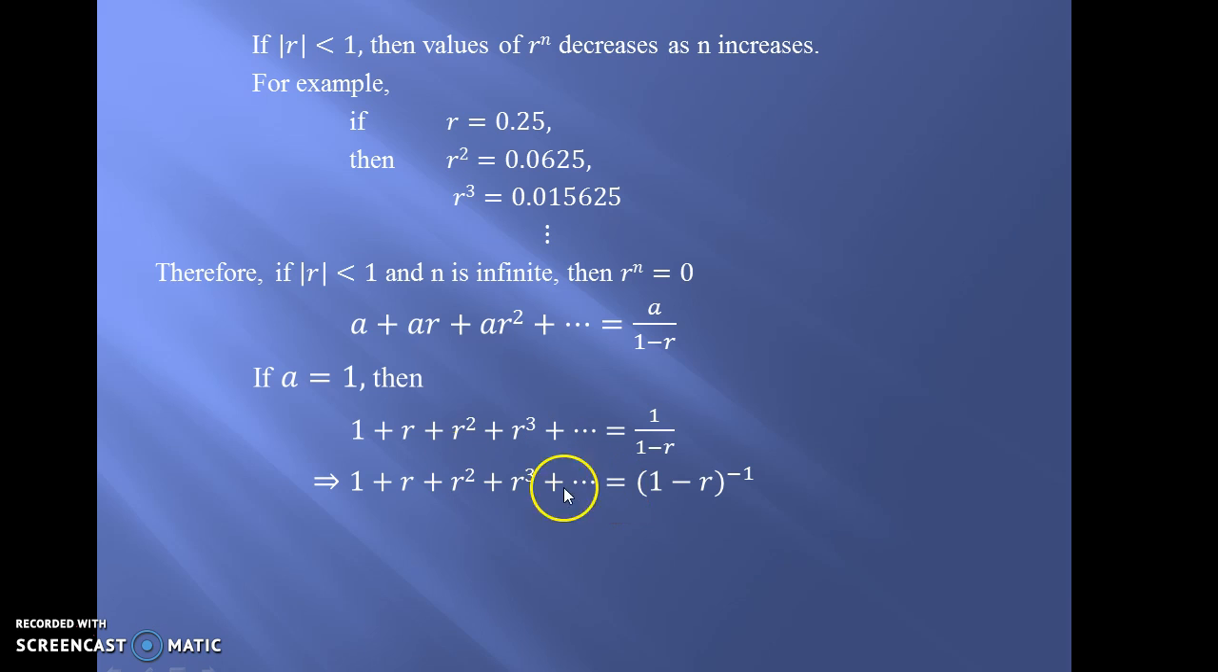So, sum of this series is 1 minus r power minus 1. We know that this can be expanded using binomial theorem also.